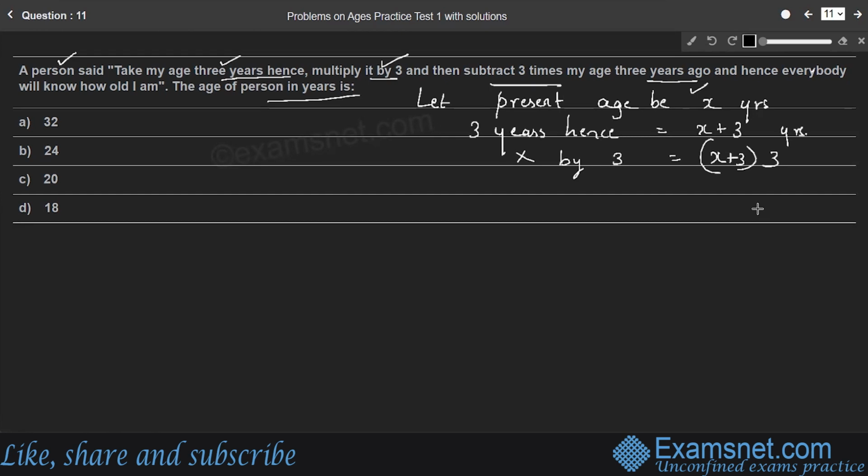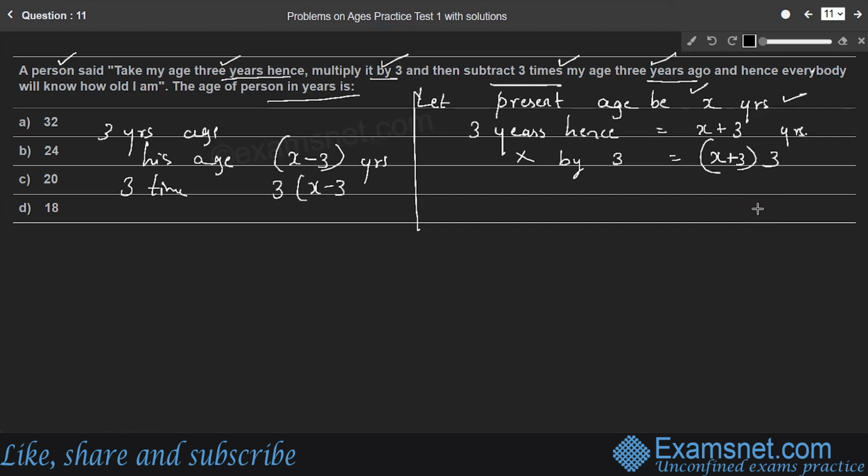Then subtract 3 times my age 3 years ago. So 3 years ago, his age becomes x minus 3 years because his present age is x years. 3 times his age 3 years ago means 3 into x minus 3. Subtract this, 3 into x minus 3, from the first part, x plus 3 into 3.